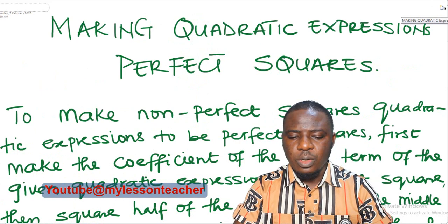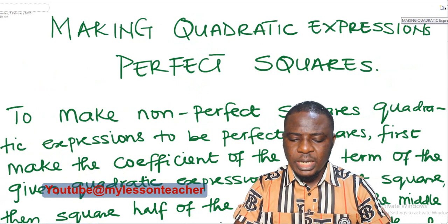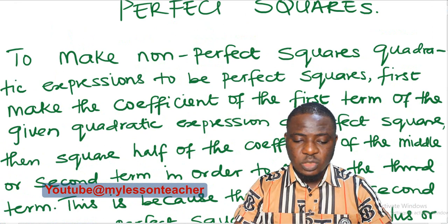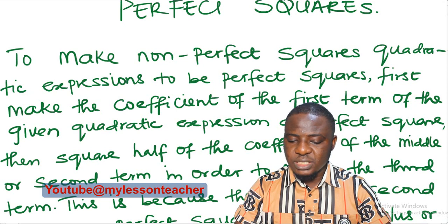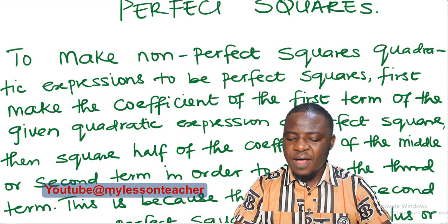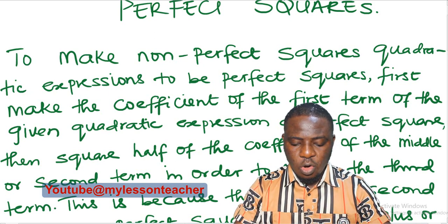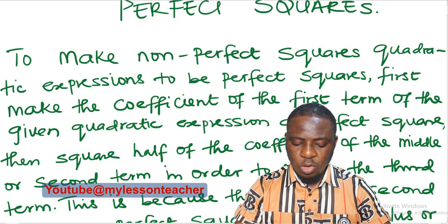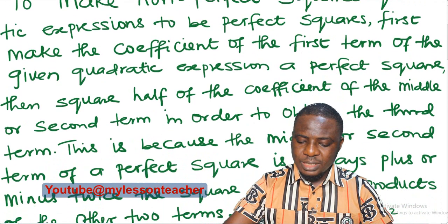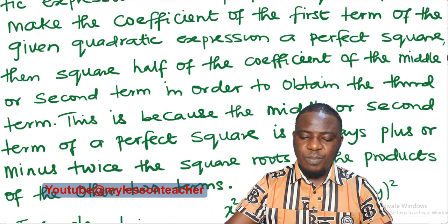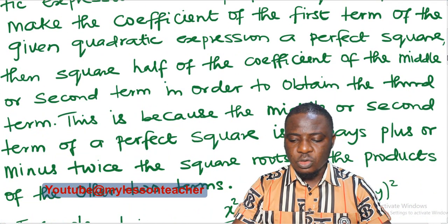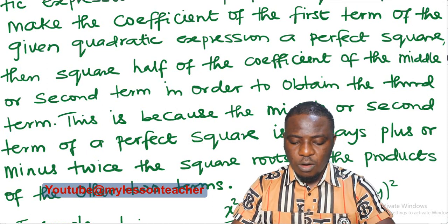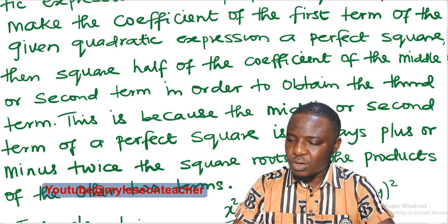At the previous class, we looked at making quadratic expressions perfect squares, where we said to make non-perfect square quadratic expressions perfect squares, first make the coefficient of the first term of the given quadratic expression a perfect square. Then square half of the coefficient of the second term in order to obtain the third term. And we said this is because the middle or second term of a perfect square is always plus or minus twice the square root of the product of the other two terms, that is the first and the third term.